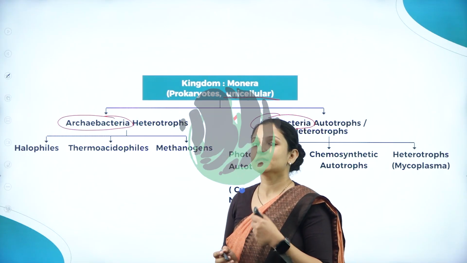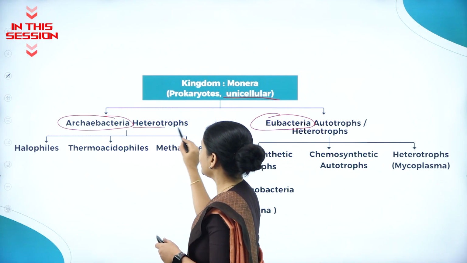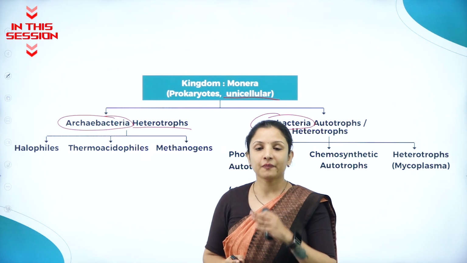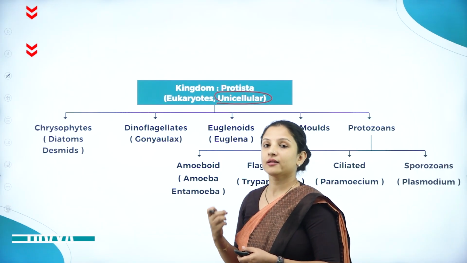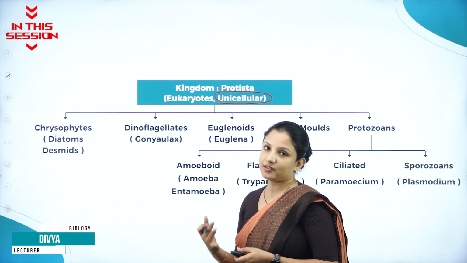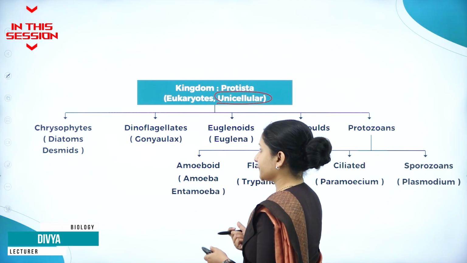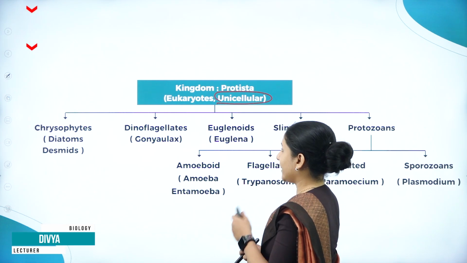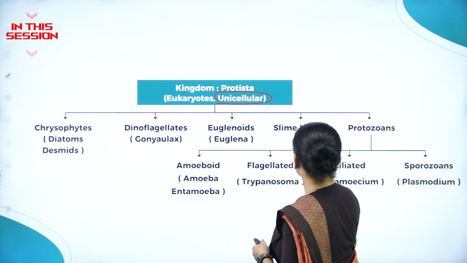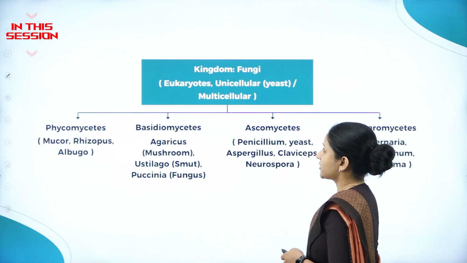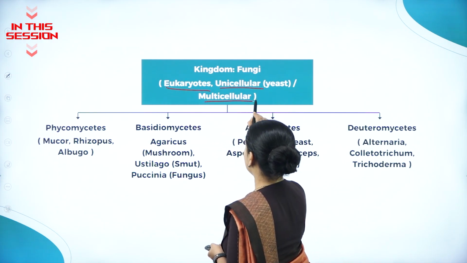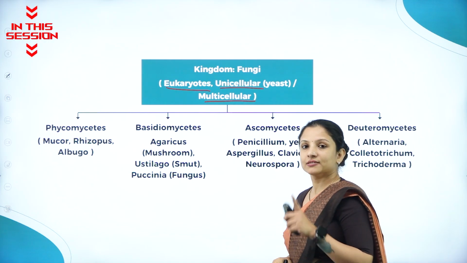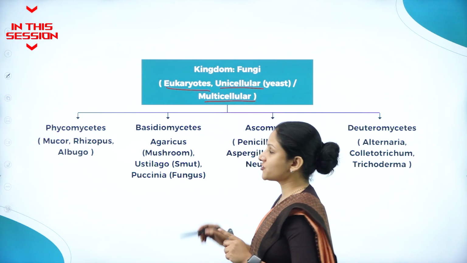All the organisms under Archaebacteria are heterotrophs, meaning they depend on other organisms for their survival. Eukaryote, meaning they have a true nucleus, and unicellular, they're made up of a single cell. Under that there are chrysophytes, dinoflagellates, euglenoids, slime molds and protozoans. Kingdom Fungi, they are eukaryotes. They can be unicellular or multicellular, and yeast is the only unicellular fungi that is there.